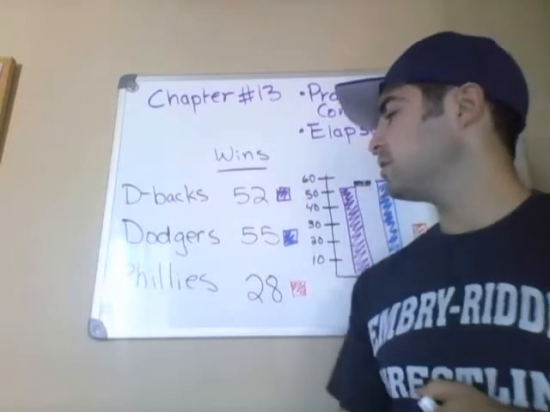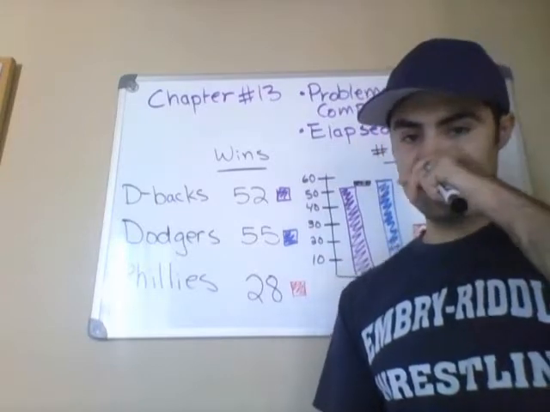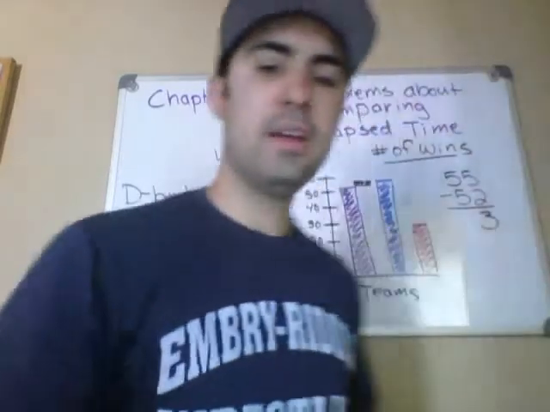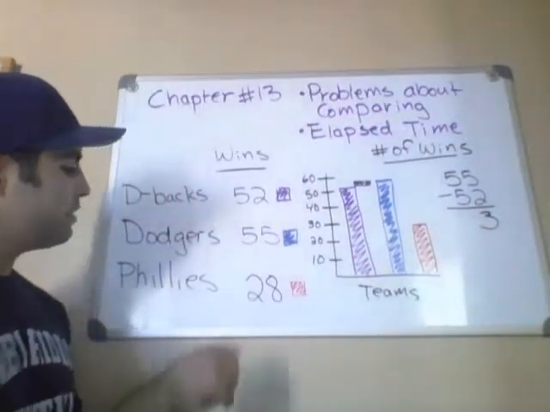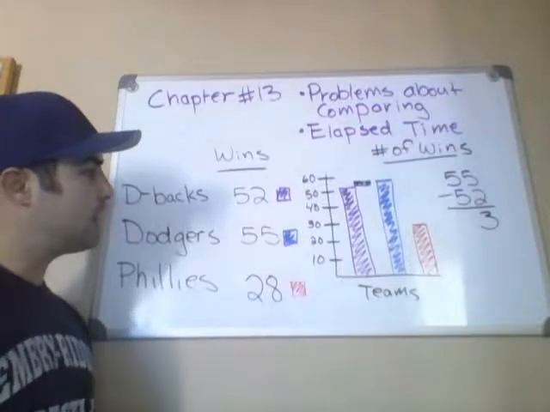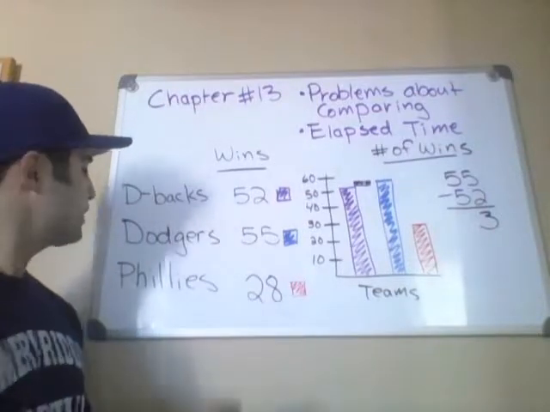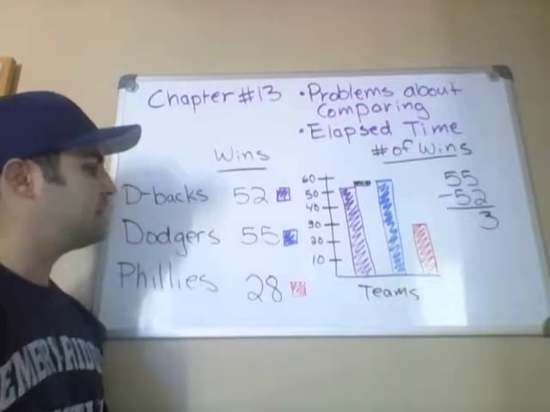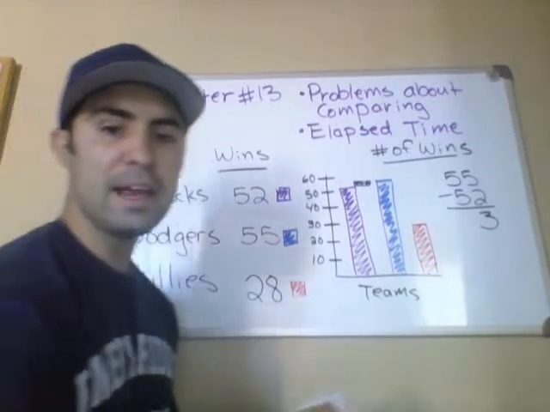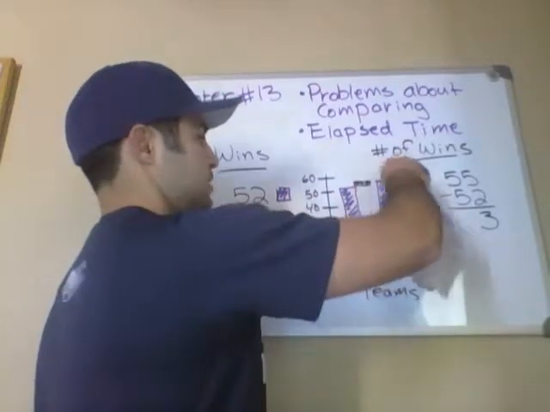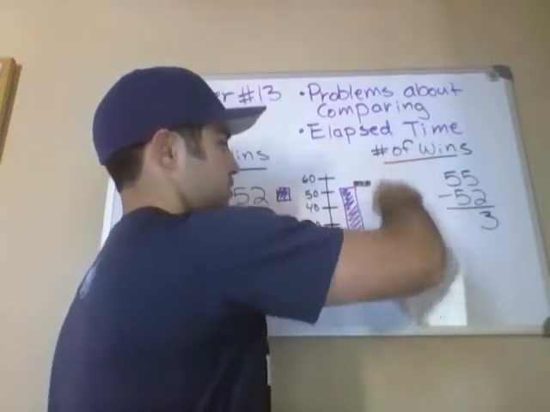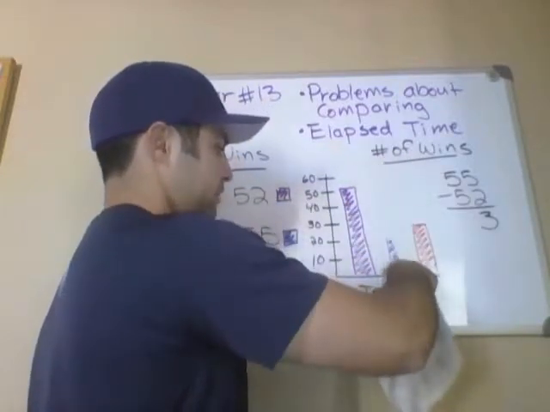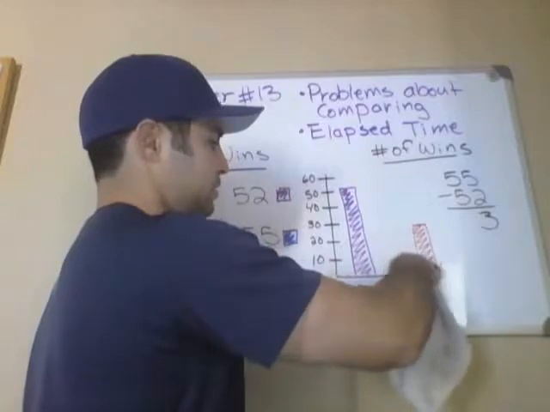Alright, I'm sure the Phillies fans won't like this problem, so I apologize if you're a Phillies fan. But right now, they happen to have the worst record in the league. They only have 28 wins to the D-backs' 52 and the Dodgers' 55. So let's compare the Diamondbacks and the Phillies. In order to do that, I'm going to erase the Dodgers real quick because we just want to focus on Diamondbacks and Phillies. What's the difference in between those two lines?